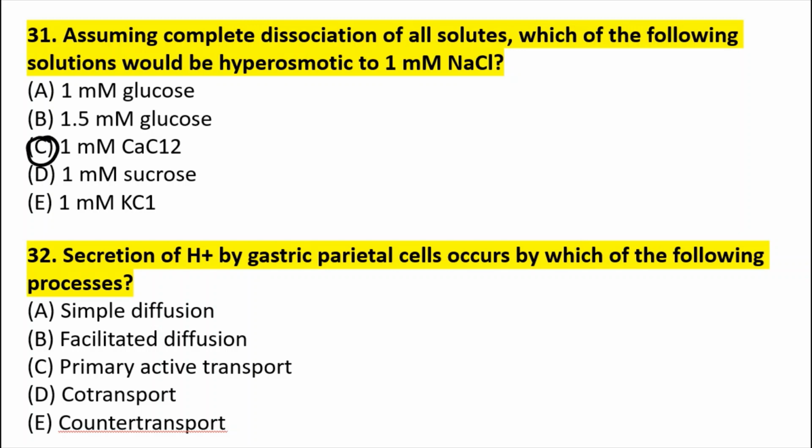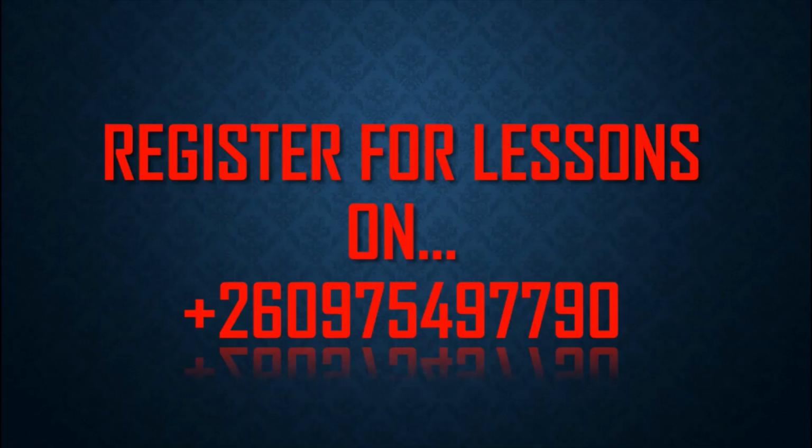32. Secretion of hydrogen ions by gastric parietal cells occurs by which of the following processes? So it is by primary active transport. You need to know this. Primary active transport. Okay, so that was the physiology marathon that included nerve physiology, muscle physiology, and transport across the cell membrane.